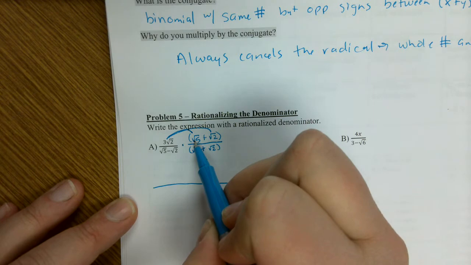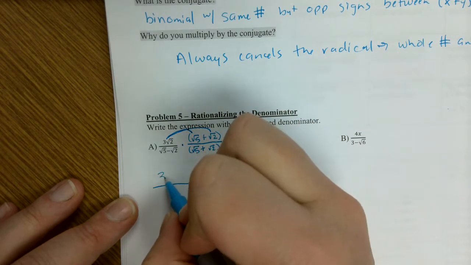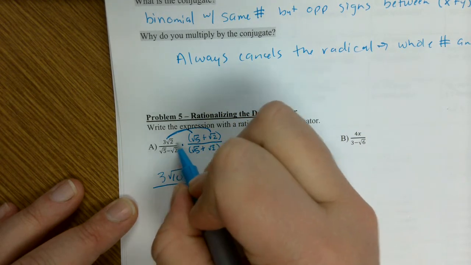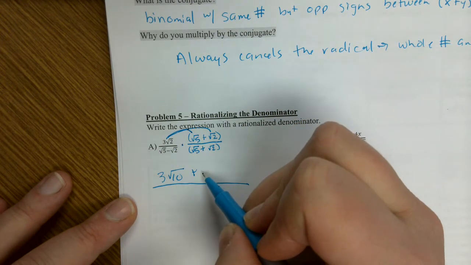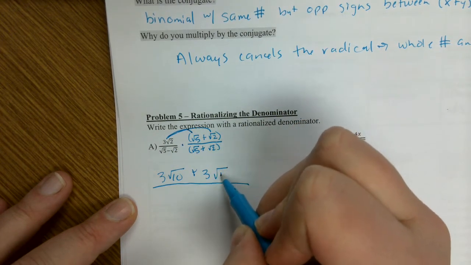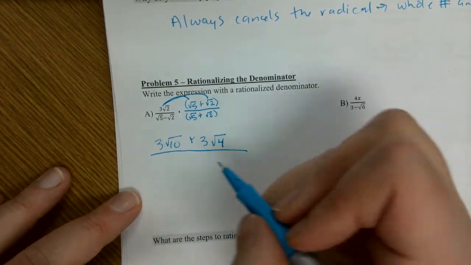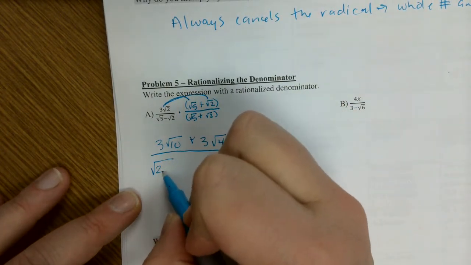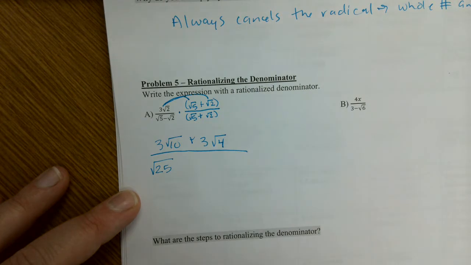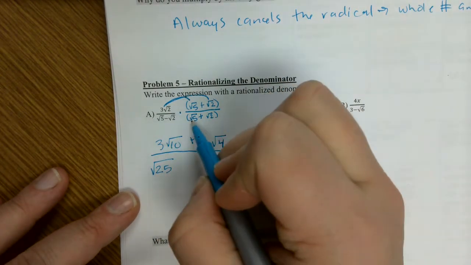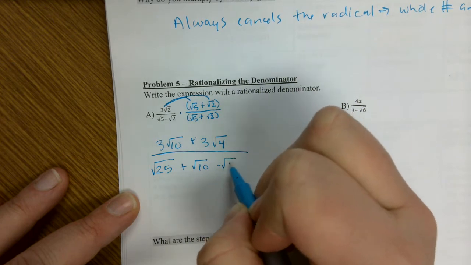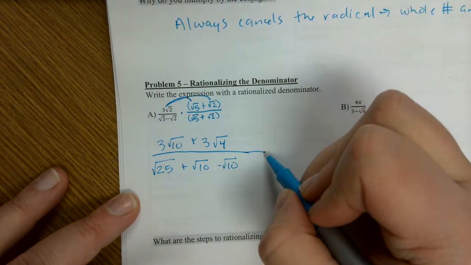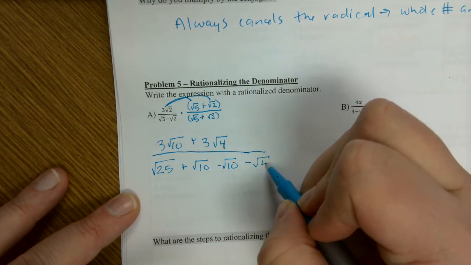So 3 square root 2 times square root 5 would give me a 3 square root 10 because you multiply the 2 and 5 together. Next, 3 square root 2 times square root 2 gives me 3 square root 4. On bottom, if I do my first, outside, inside, last, my first would be square root of 5 times square root 5, or square root 25. My outside would be the square root of 10. Inside would be the square root of 10. And my last would be a negative square root 4.